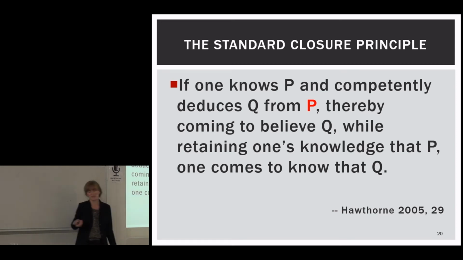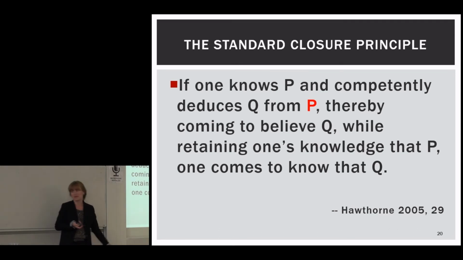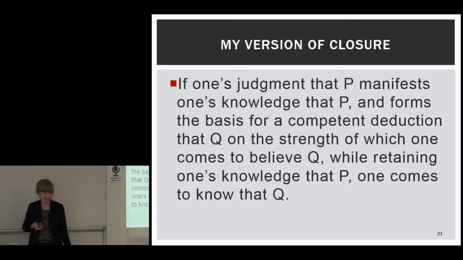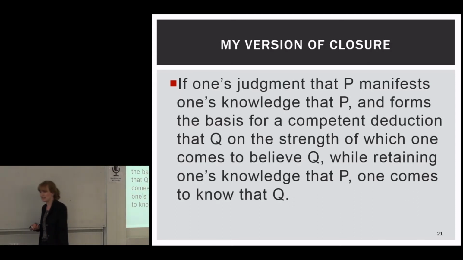But if you think it's possible for somebody to judge badly that P is the case, despite their underlying knowledge that P, then we do need to tighten up the closure principle a little bit. And this is my stab at doing it. It's still not terrifically elegantly formulated, but let's work through it. So here's, I think, a better formulation of closure than Hawthorne's. If you've got a judgment that P that manifests your knowledge that P and forms the basis for a competent deduction that Q, on the strength of which you come to believe that Q, while retaining your knowledge that P, then you come to know that Q.